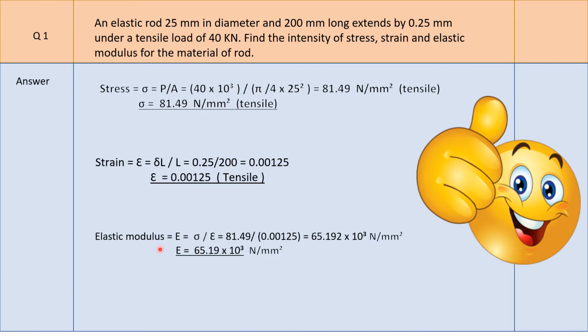Then comes modulus of elasticity or elastic modulus. E is equal to stress upon strain. Substitute the value of stress from here, 81.49, and strain 0.00125. So 81.49 divided by 0.00125 is equal to, try it on your calculator. When you are watching this video, sit with your scientific calculators and do the calculations side by side. See to it that you get this answer, 65.192 into 10 raised to 3 Newton per mm square.